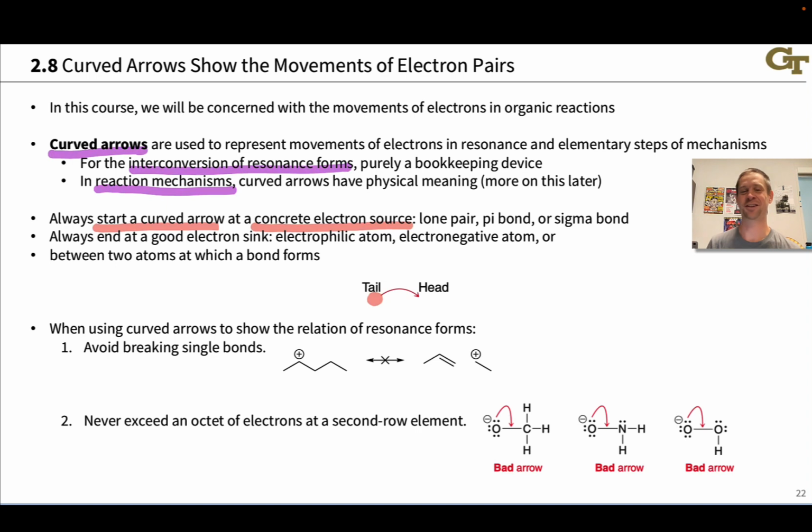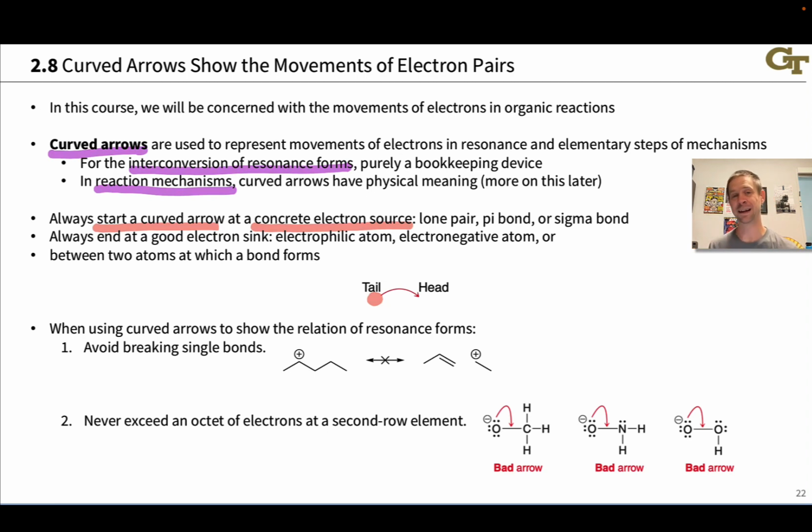This is where the tail, or the start of the arrow, appears at a concrete electron source. So for example, we might start at a pair of dots in a Lewis structure. We might start at a double bond. These are the two most common electron sources, with sigma bonds a lot less common. We always end at what I call a good electron sink. And this is a place where electrons can go, first and foremost, not to violate the octet rule, and secondly, where they're generally relatively stable, relatively happy.